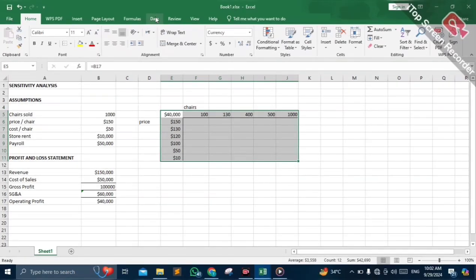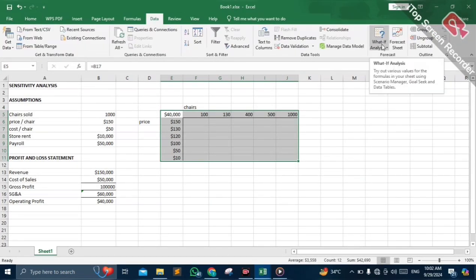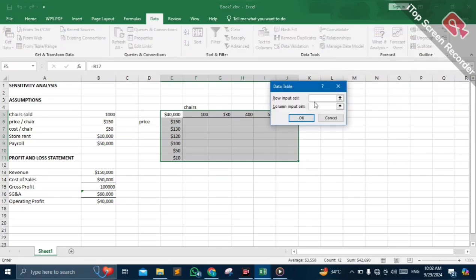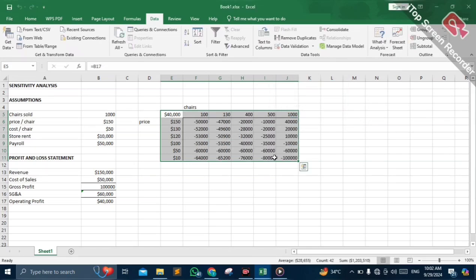Then we're going to go into Data, then into What-If Analysis, and then into Data Table. In the row input, we're going to put our actual assumption of the chairs sold, which is 1,000. And in the column input, we're going to put our price per chair, which is $150. Then we're going to press OK. And here we got our sensitivity analysis and our whole assumption of how our prices are going to be increased or decreased.